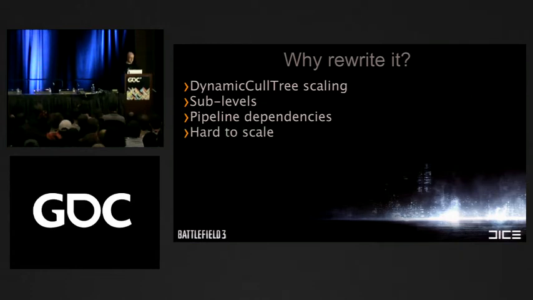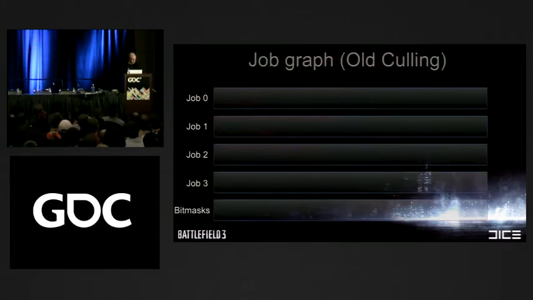Another problem was that it was hard to scale, and we were running into scaling issues with the static tree as well because we wanted to add more stuff to it. And that was also part of the fact that we were running one job per cull. And I will explain this a bit here.